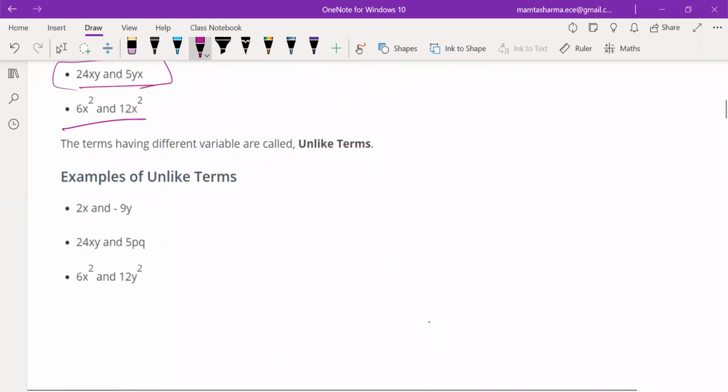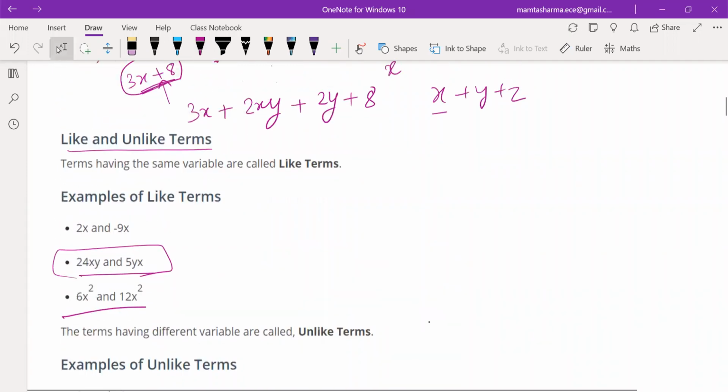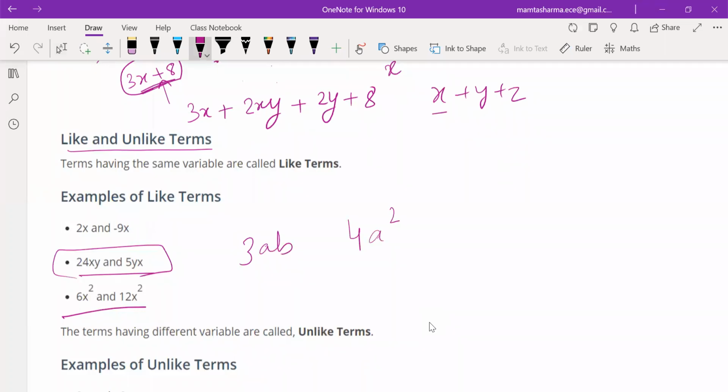Okay. So, an example of unlike terms. Can you say any one example of unlike terms? 3ab and 4a square x. Yes. So they do not have the same variables. We can say they are unlike terms.